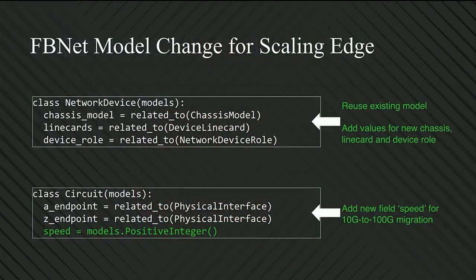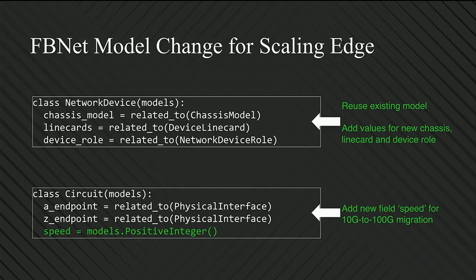So first, AppNet model change. For topologies and hardware that are already modeled in AppNet, for example, this network device, it has chassis model, line cards, device role. Then we try to use the existing model. And we only add new objects that capture a new chassis, line card, or device role. For topology and hardware that is not modeled in AppNet, for example, to support multiple speeds in our circuit, we add this new field, speed, to our circuit. So we can create different circuit objects with different speeds, like 10 gig, 40 gig, 100 gig, etc.